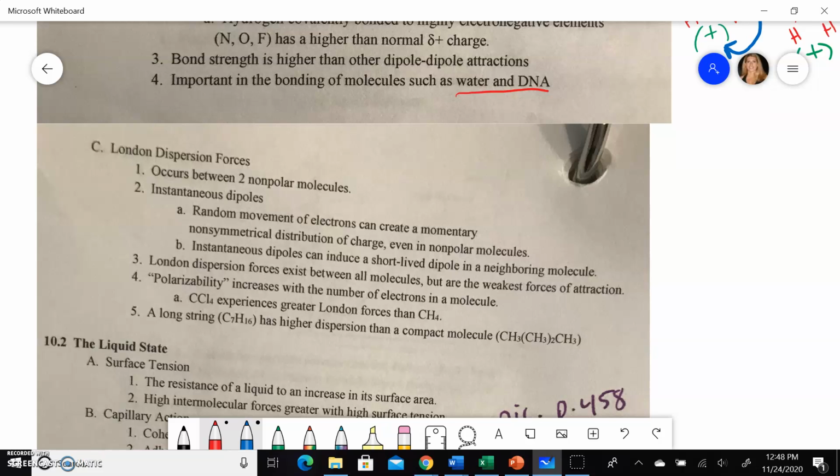Numbers 4 and 5 are especially important for this chapter because we haven't talked about these. The word polarizability is exactly what it sounds like. It's the ability to become polar.